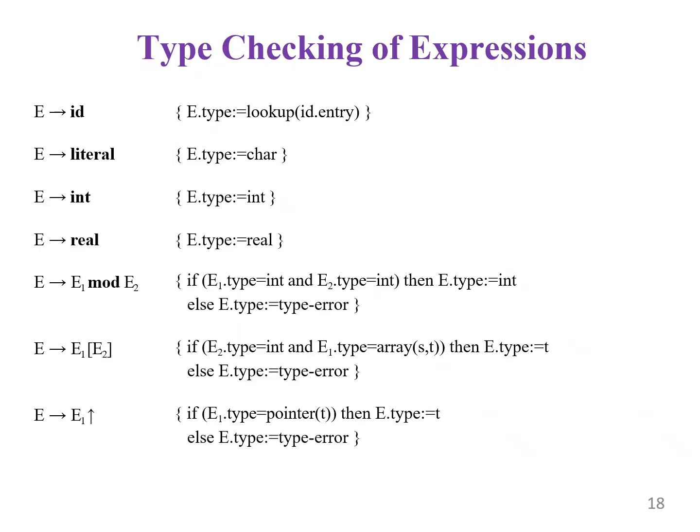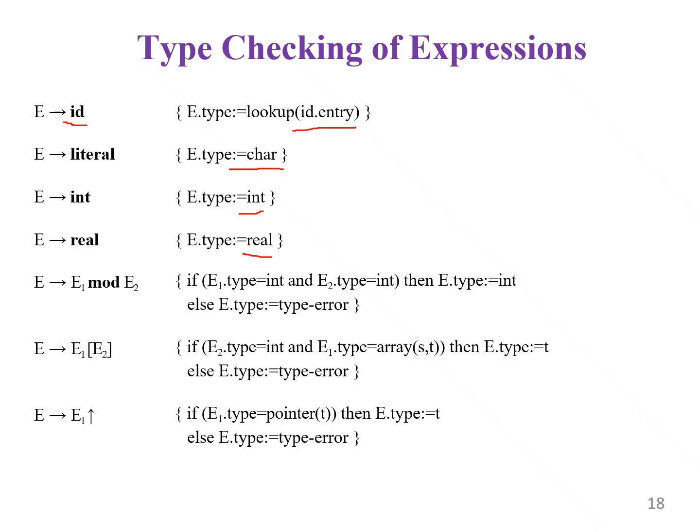Next comes the next concept, which is called type checking of expressions. Type checking of expressions starts with the fact that an expression can be an identifier. Whenever you call an identifier, it generates a symbol table with some data entries. Next, an expression can be a literal, which means it can be in character form. Next, an expression can be an integer, so E.type is equal to integer, or an expression can be a real type, that is E.type is equal to real. These are the general forms of type checking of expressions.